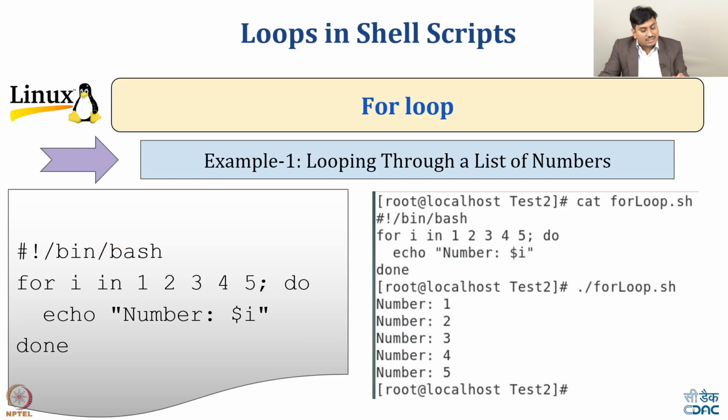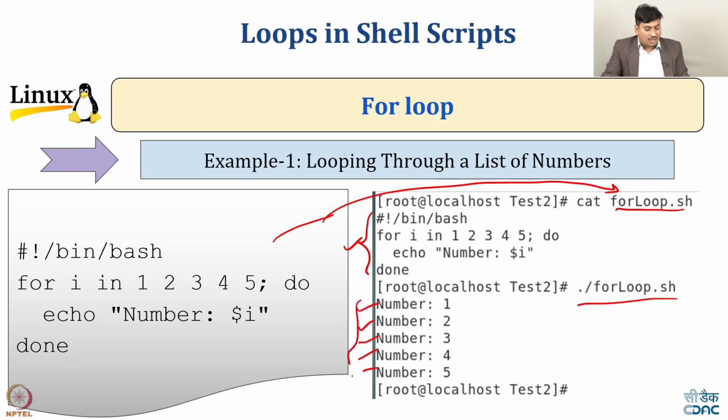When I run the same program, let us check the output. The same program I have written in the for loop .sh script. If I run this script, you can see that it has iterated over the numbers and printed the output.